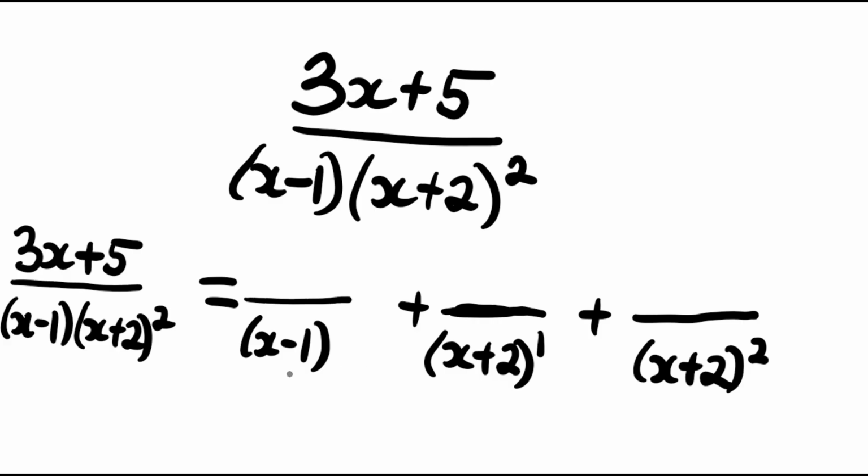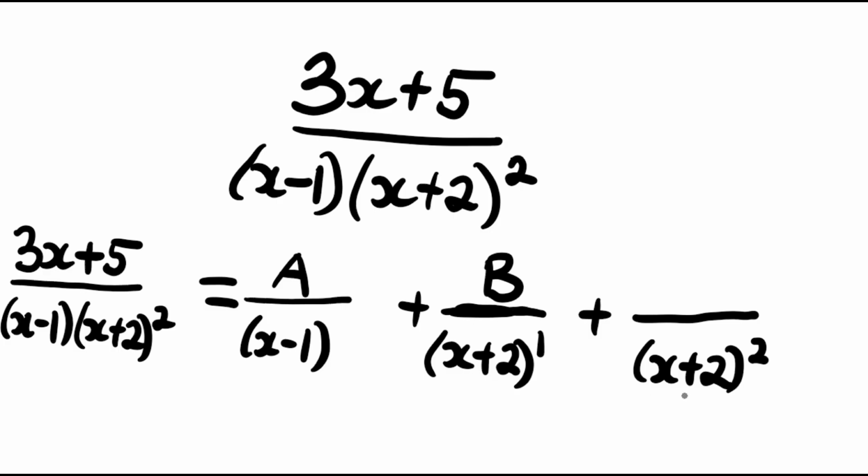Now let's focus on their numerators. For the linear factor, the numerator is just a constant a that we don't know and have to find. For the repeated factor, the numerator of a linear factor that is repeated is also going to be a constant b, because inside it is a linear factor to the power 1. So the numerator is just b.